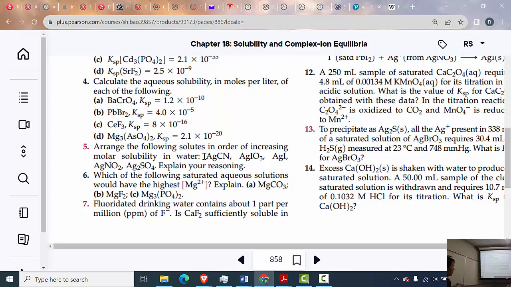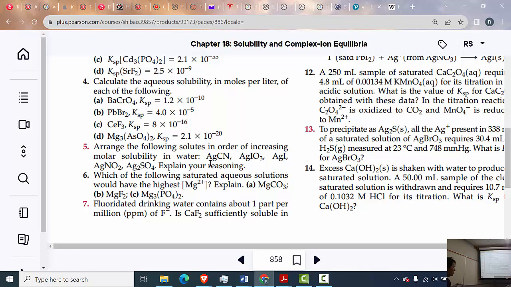Arrange the following solutes in order of increasing molar solubility in water. All right. This silver cyanide, this breaks up into 2 ions. Silver iodate breaks up into 2. Silver iodide breaks up into 2. Silver nitride breaks up into 2. So the first 4 we can compare the KSPs directly because the solubility is just the square root of the KSP. However, this one breaks up into 3. And since this one breaks up into 3, it's best to calculate the solubility. But if the numbers are huge, hugely different, then we don't necessarily have to do that.